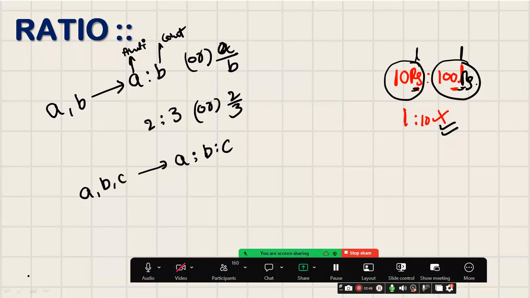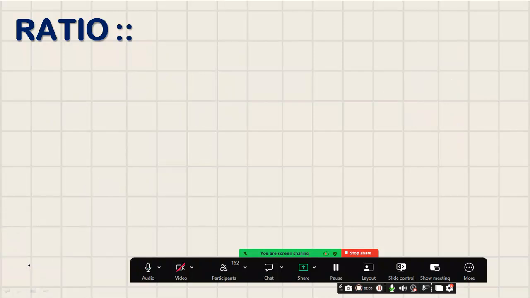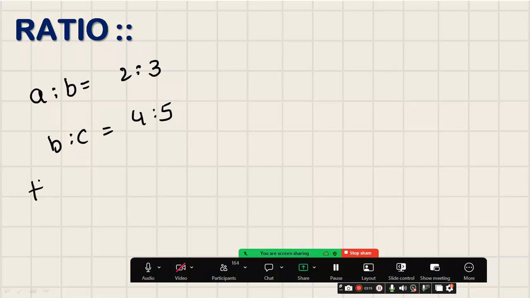So ratio means two quantities of the same units is called the ratio. That's the first point. And the second one, how to find the ratios. For example, a question like this: A is to B is equal to 2 is to 3. Next, B is to C is equal to 4 is to 5. Then find A is to B is to C.